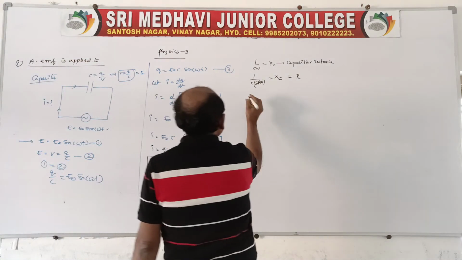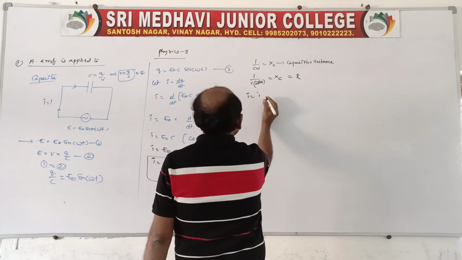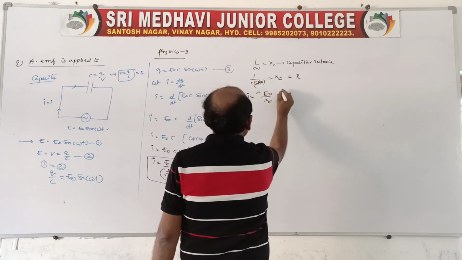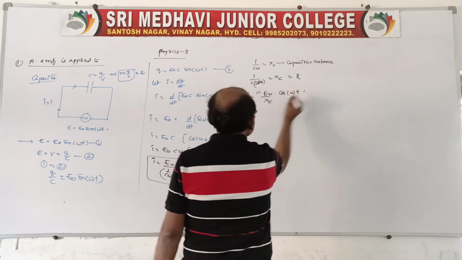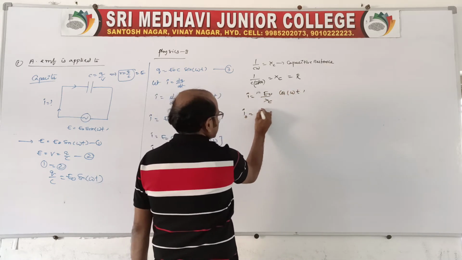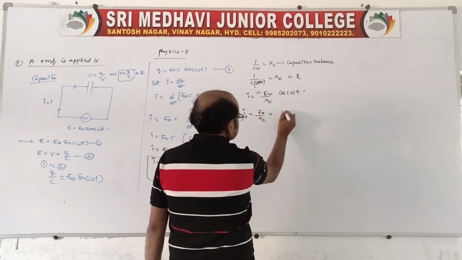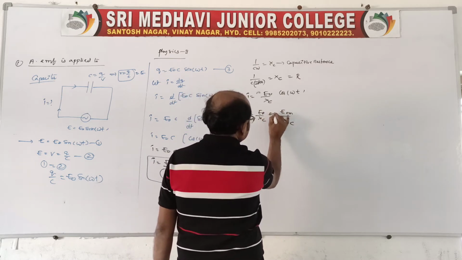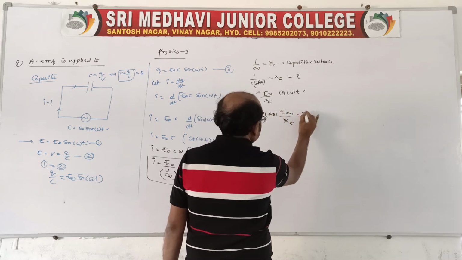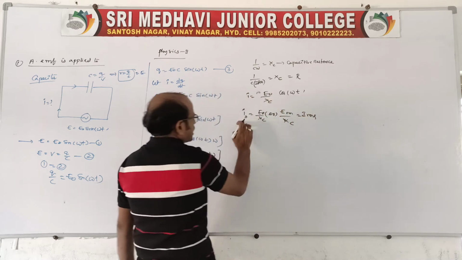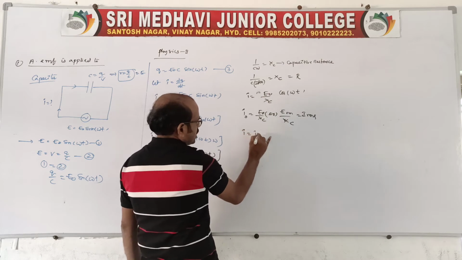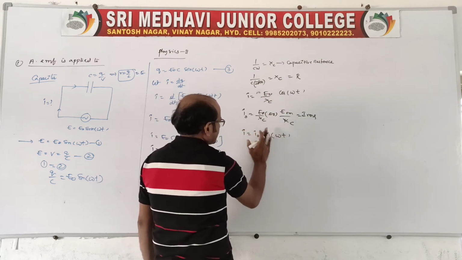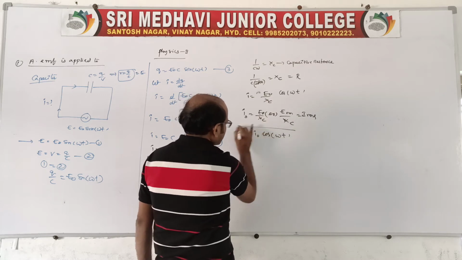So better you write I is equal to E naught by XC cos omega t. Here I naught is nothing but E naught by XC, or ERMS by XC, we can take like this, IRMS also, no problem. So better you replace this: I is equal to I naught cos omega t. So it is in the form of cos omega t.